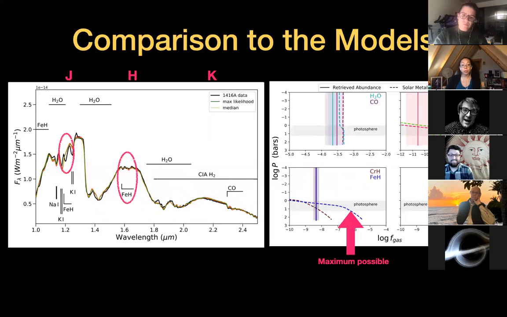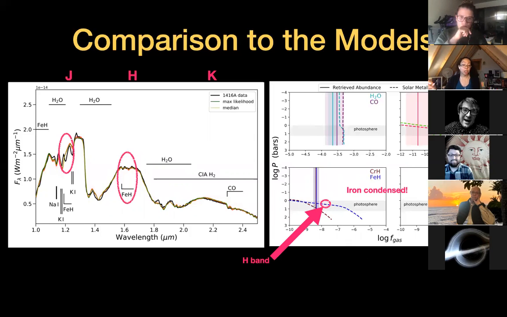So this is pointing towards iron being condensed out into a cloud. And what we're noticing is we're trying to fit this higher up feature in the H band while simultaneously trying to fit the feature in the J band, which is deeper down in the atmosphere. And that's showing one of the problems with using this uniform with altitude assumption.